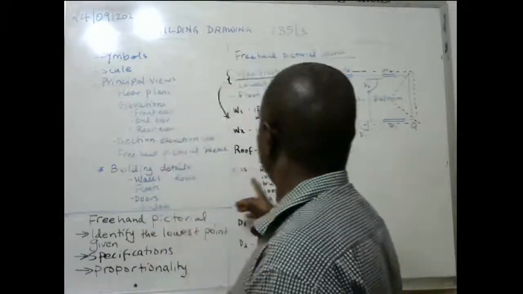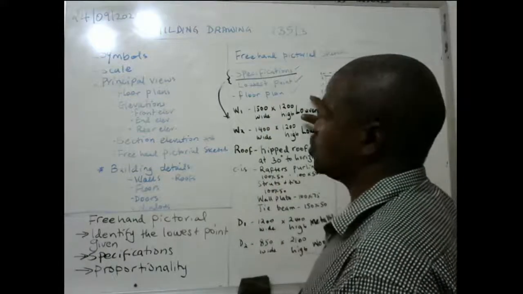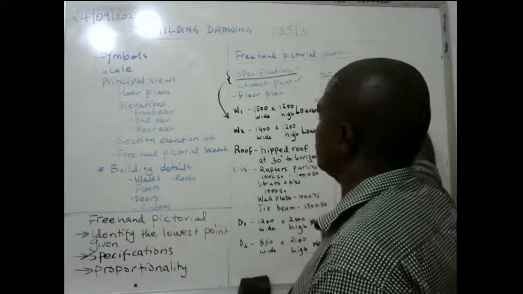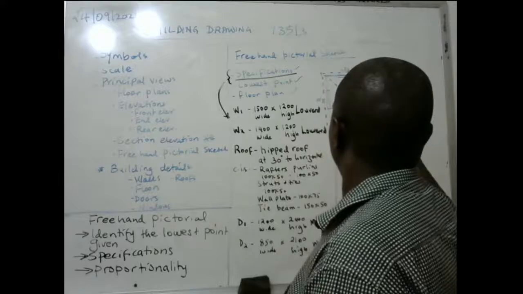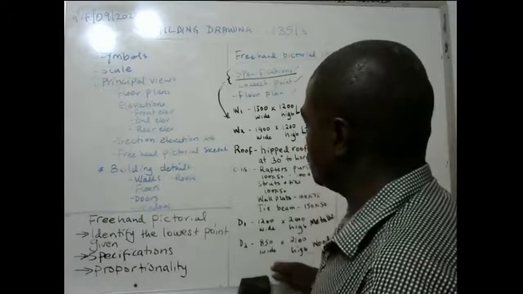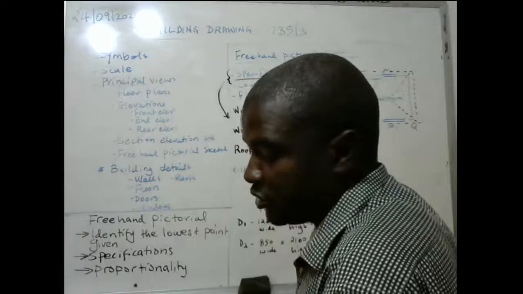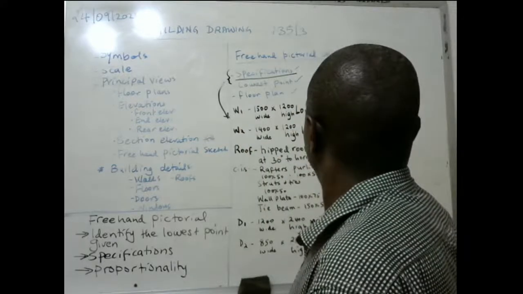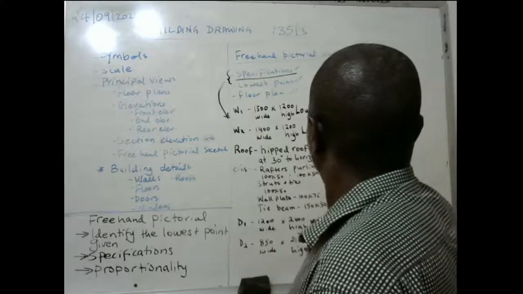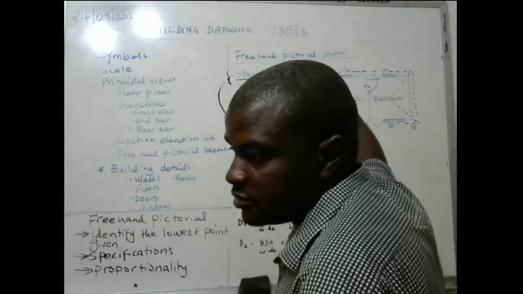Because as we have seen here, we have 5 windows. There is window 1 and then there is window 2. Window 1 has 2 and window 2 has 3 of them. Then there is also door 1 and door 2. On the freehand pictorial, we are not going to draw door 2 because door 2 is an interior door. But the point I want to focus on here is that window 1 and window 2 are of different sizes.